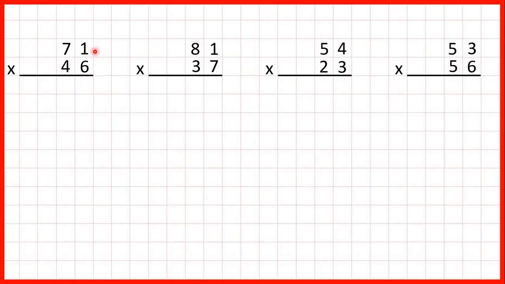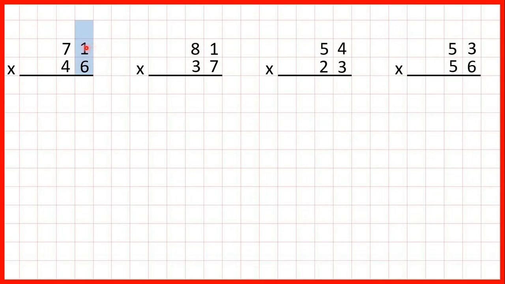Now we're going to multiply two two-digit numbers using long multiplication. With this method, we're going to get two answer lines. So for this first question, on our first answer line, we're going to multiply 71 by 6. Then, on our second answer line, we're going to multiply 71 by the 4 that's in our tens, so by 40, and then we're going to add up our answer lines.